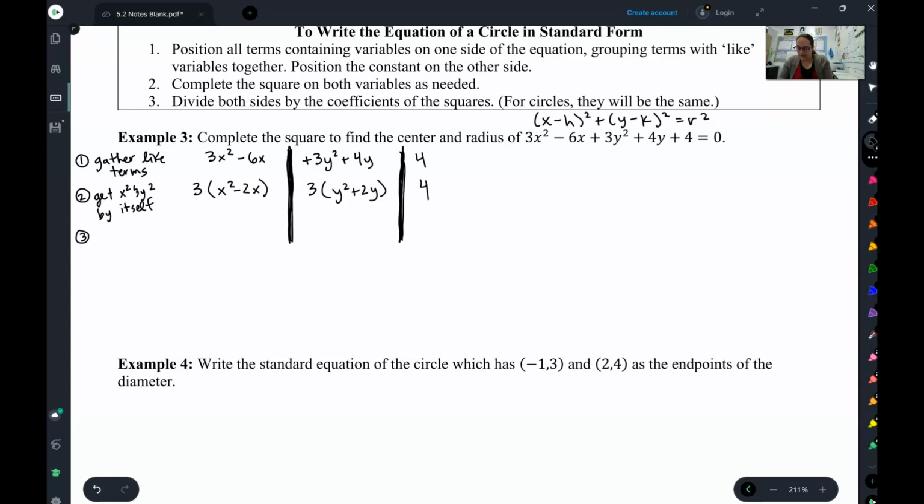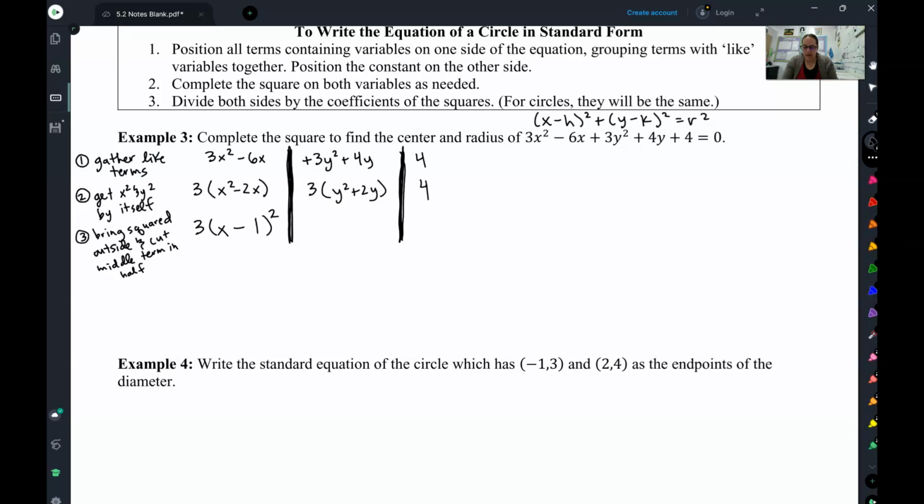Now, step 3. Here's where we're actually going to complete the square. We're going to bring the squared outside the parentheses and cut the middle term in half. So here's what I mean by that. I'm going to leave the 3 outside, don't touch it. Take this squared outside the parentheses, and then I'm going to cut this middle term in half. So this middle term is a negative 2x. If I cut that in half, I get negative 1. So I brought the squared outside, and I cut that coefficient in half to get (x minus 1) squared.